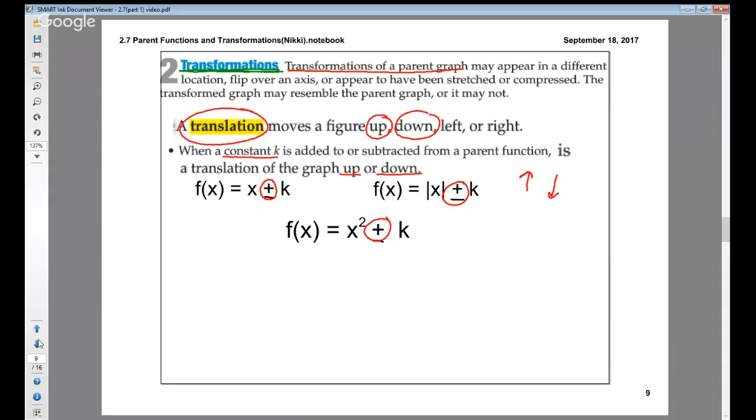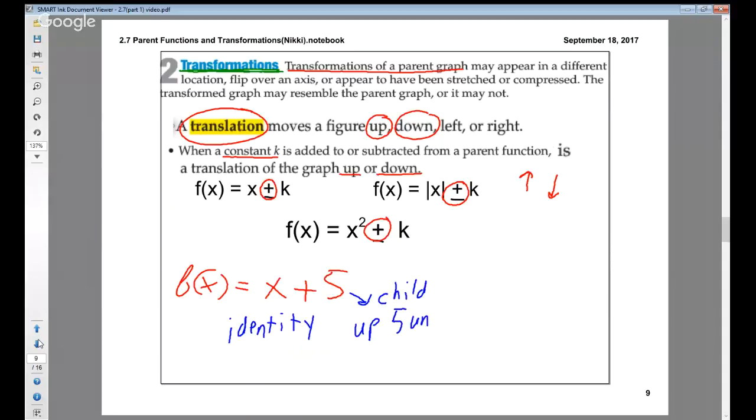So let's say I gave you an example such as f of x equal to x plus 5. If you ignore the plus 5 for now and look at f of x is equal to x, you would say, oh, that's the identity parent function. And then the plus 5 tells you that your child is going to be moving up 5 units.